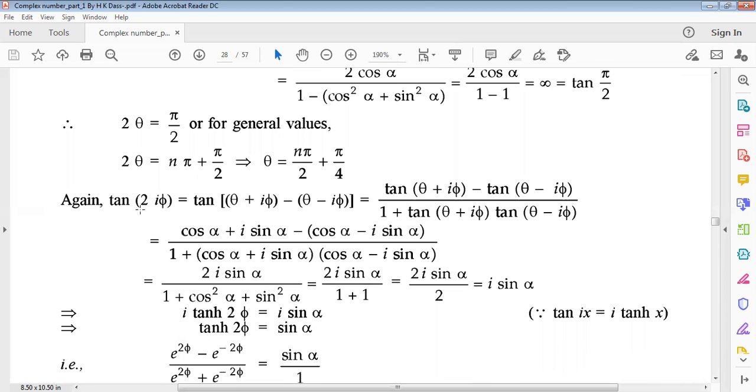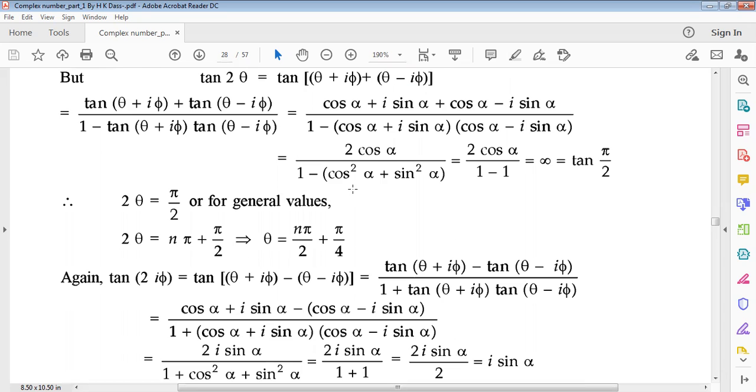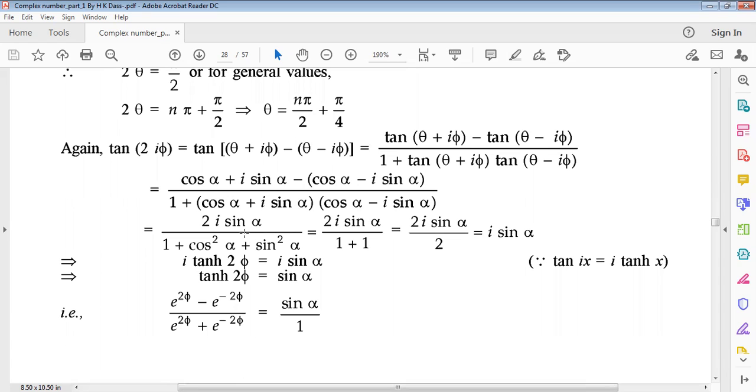Similarly, again tan 2 i phi can be written as tan of (theta + i phi) minus (theta - i phi). Theta cancels; i phi minus minus plus, i phi plus i phi, which will be twice i phi. Similar case, the tan(a - b) formula is tan a minus tan b divided by 1 plus tan a into tan b. Putting the values of these two, tan(theta + i phi) equals this, tan(theta - i phi) equals this.